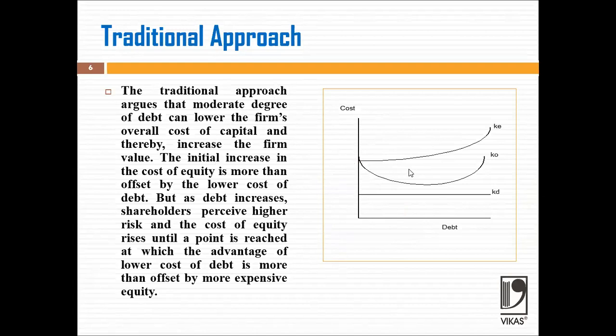When you see this slide, this picture, what behavior can you observe? When we increase the debt capital, you can observe there are three stages. In the first stage, from this point to this point, what happens to KO? Does KO increase, decrease, or stay constant?